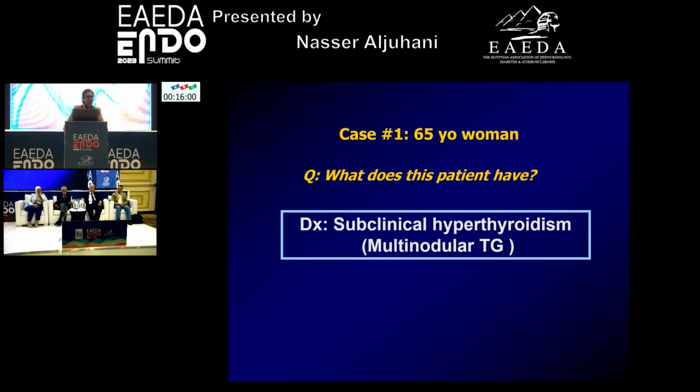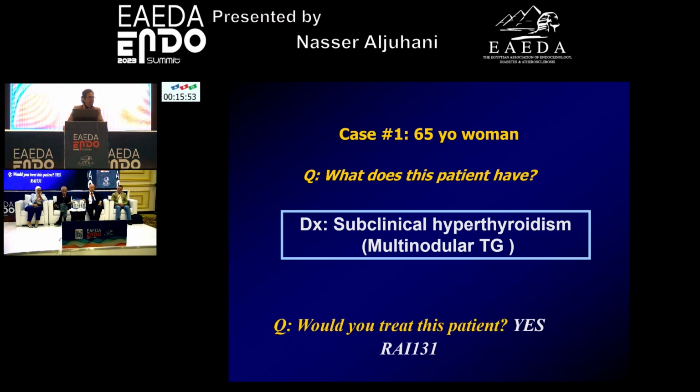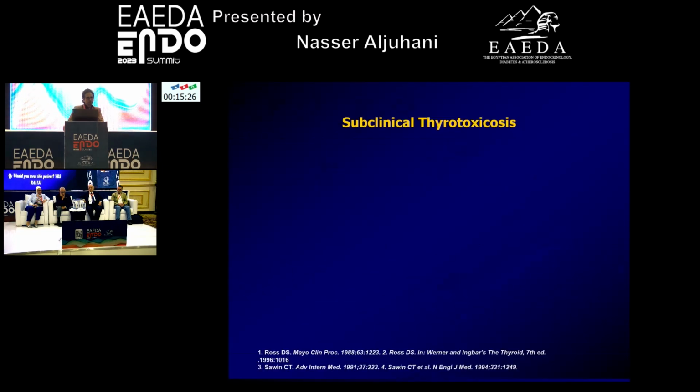So what do you do for this patient? This patient has subclinical hyperthyroidism, multinodular toxic goiter. The treatment is radioactive iodine. In some patients, you can start an antithyroid medication like carbimazole or methimazole, but this is not definitive treatment, not like Graves' disease. In Graves' disease, if you start antithyroid medication, there is a chance of remission of about 50 to 60%. But in nodular goiter, there is no remission with antithyroid medication. You can control the symptoms, but no remission.